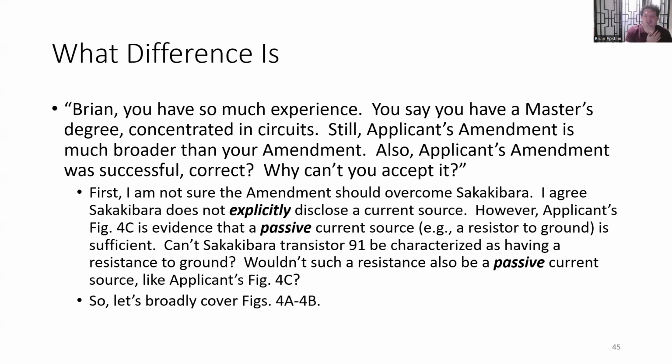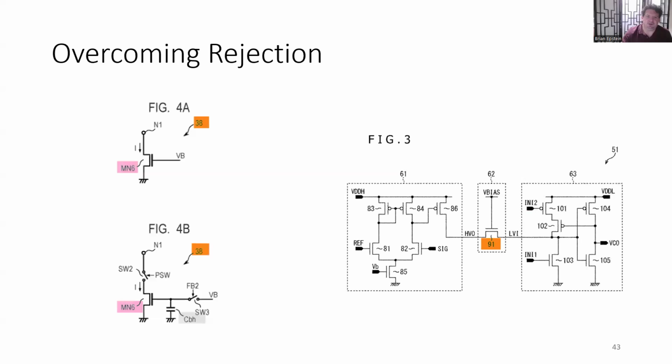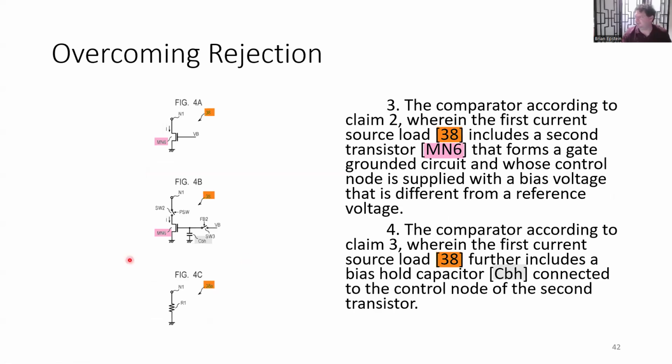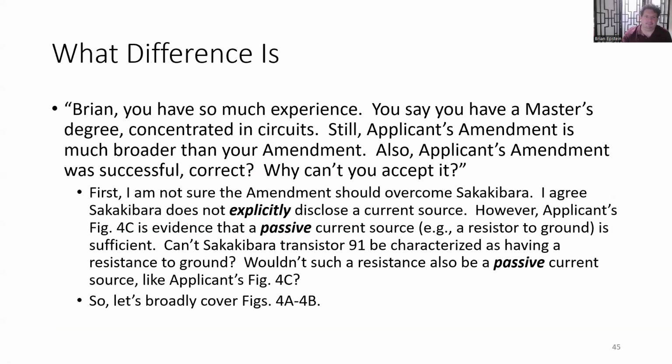First, I am not sure the amendment should overcome Sakakibara, right? I absolutely agree. Sakakibara does not explicitly disclose a current source. However, our figure 4C, whoops, let me go find it. Here, figure 4C, here's this resistor to ground. We're going to talk about that now. It is evidence that a passive current source, for example, a resistor to ground, is sufficient.